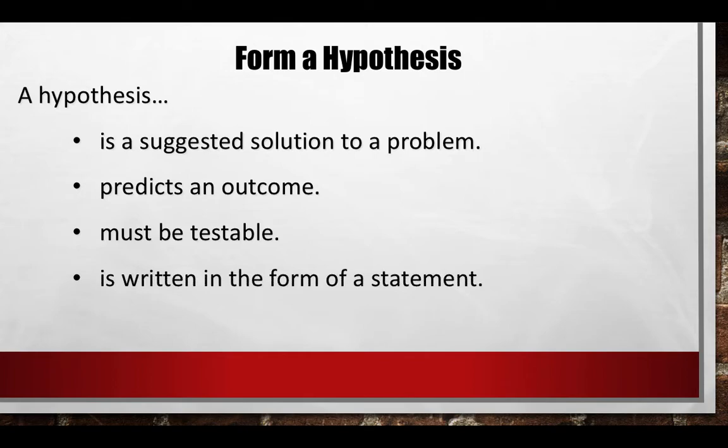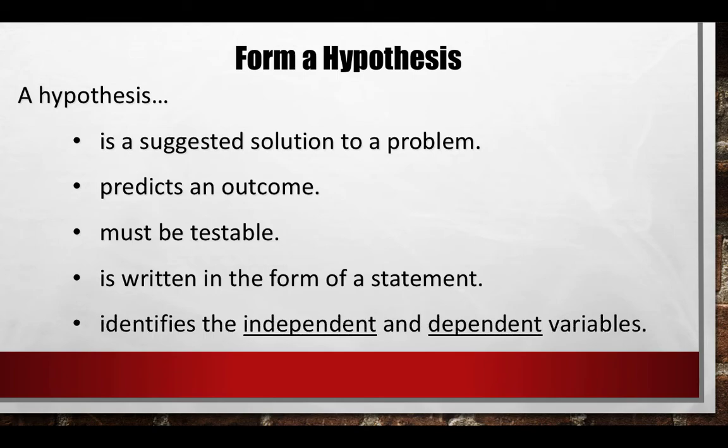And lastly, a hypothesis is written in the form of a statement. The problem is written in the form of a question. A hypothesis is written in the form of a statement in terms of what we think the answer to our question or our problem is. Lastly, the hypothesis identifies the independent and dependent variables. And we're going to talk about what independent and dependent variables are.